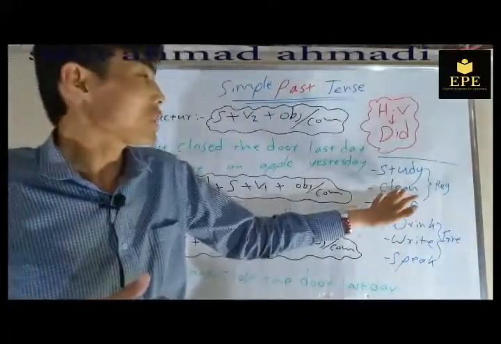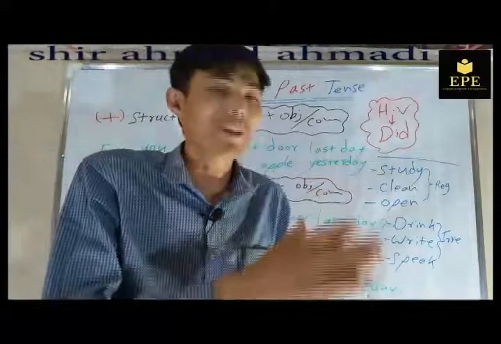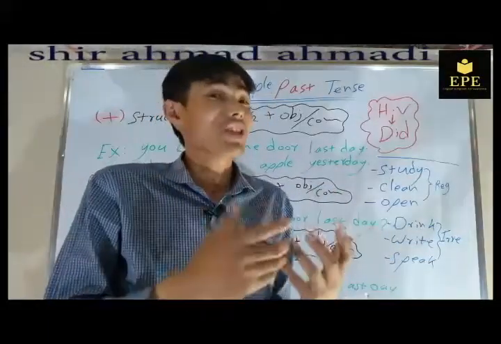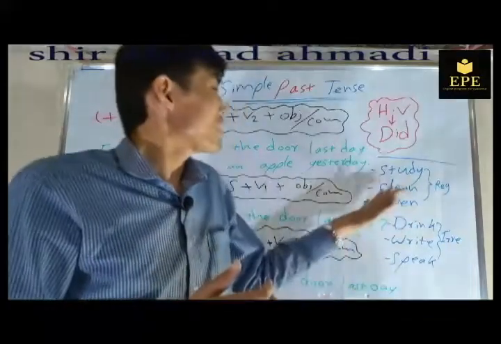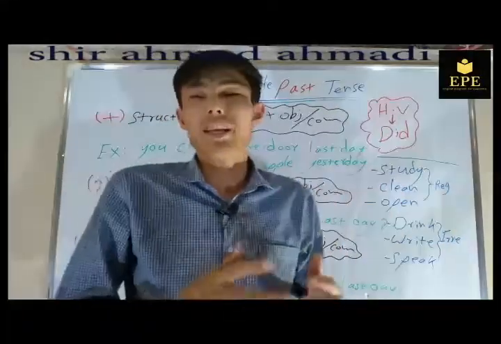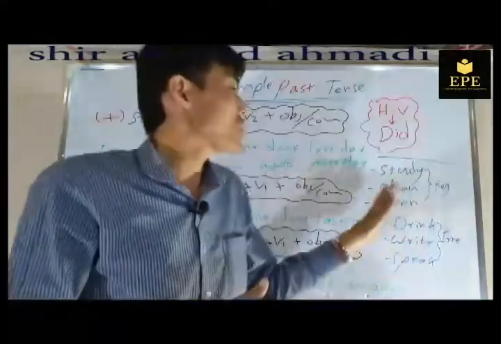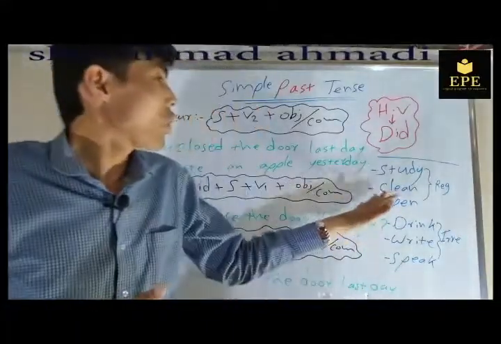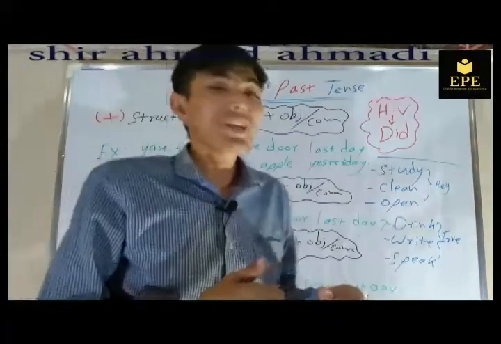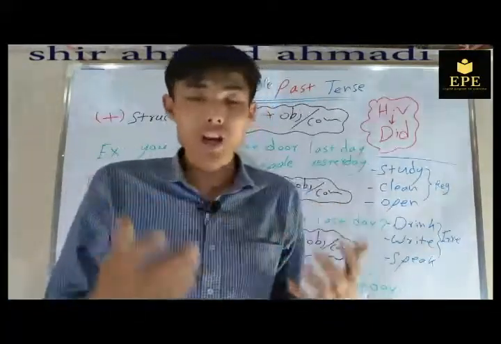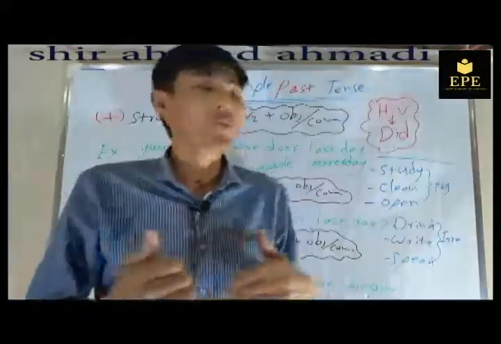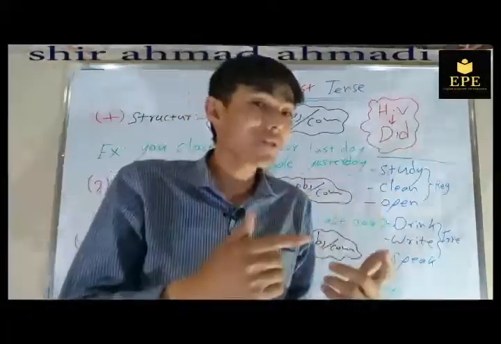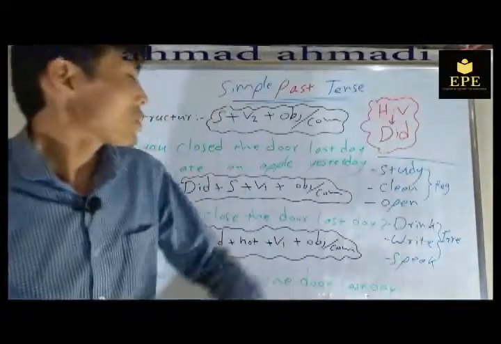So if you want to change this one to the question form and negative form, it's very easy also. We just use did. Did she clean the table? She did not clean the table, like this. Or we did not watch the TV. We did not clean the house. Did we clean the house? Like this.